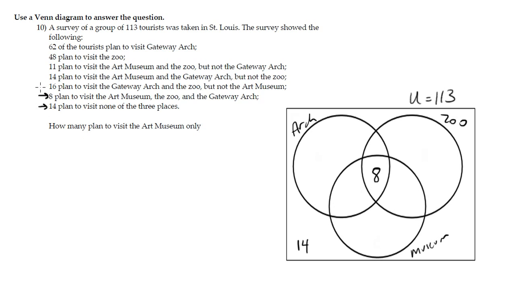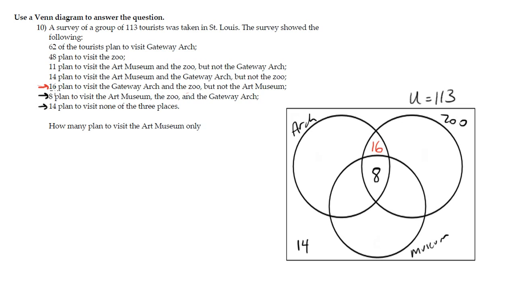Okay, so now, here we go. 16 plan to visit the Gateway Arch and the zoo, but not the art museum. Let's try to figure out where this region is. Here's the Gateway Arch and the zoo, but not the art museum, so I'm leaving out the art museum. That's this region here that I'm circling with my pen. This is literally telling you there's 16 people in this region.